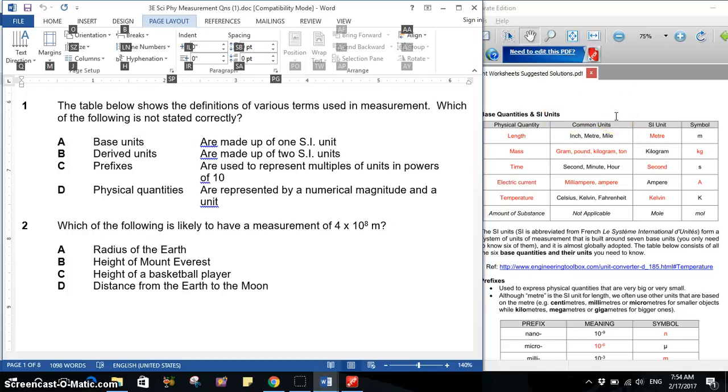Some students confused vector with physical quantity. Vector is the presence of magnitude with direction, whereas scalar is any physical quantity having only magnitude.